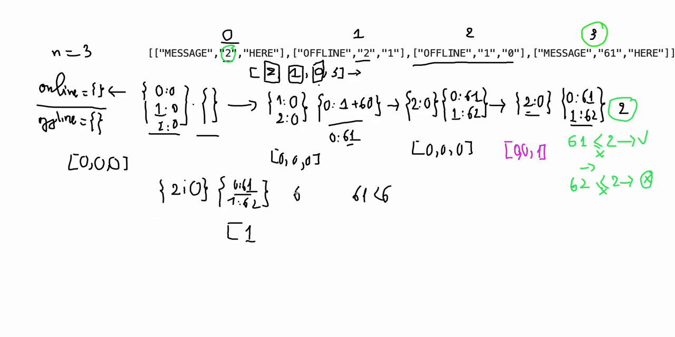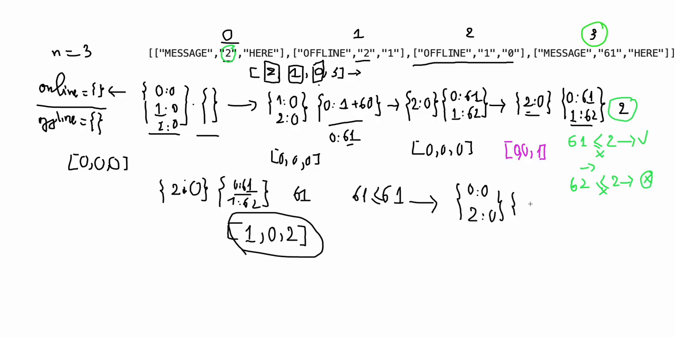So this one is 61, not 62. It is smaller than or equal to 61, so we increment the count of this one by 1. And then of course, because the 2 is in the online set, we also increment its count. So here we can see that this is our result. One important thing is that we update the online set: we put the 0 in the online one, and we keep the offline one, that is 1 and 62.